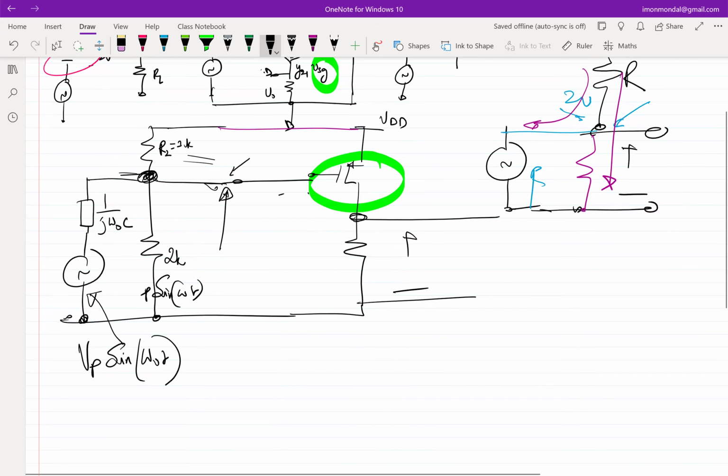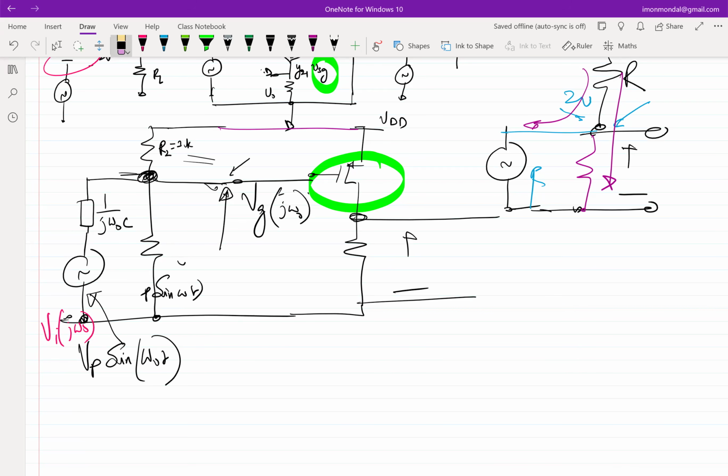Okay, so now can you quickly do a calculation and tell me in the phasor domain what will be this voltage Vg? I'll call it Vg j omega naught because we are doing phasor analysis. Okay, so tell me what you get. Let's keep it in the form of R1, R2, so keep it general. So what will I get? So Vg j omega naught.